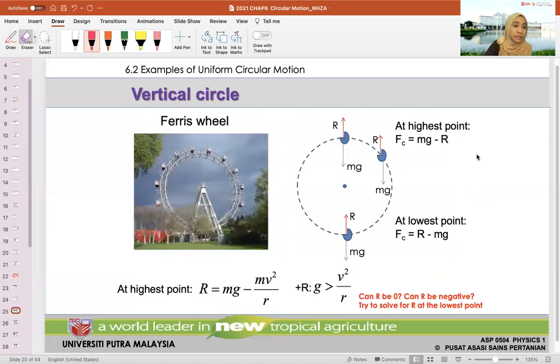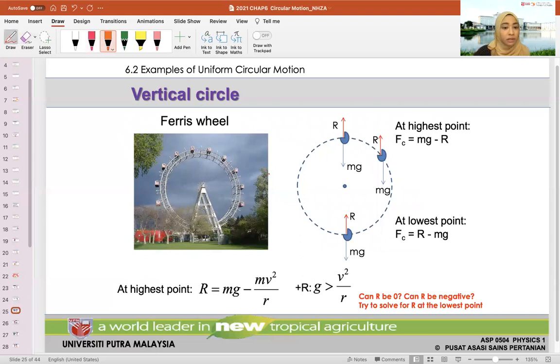Okay, moving on to vertical circle. Tadi kita cakap pasal horizontal. Semua horizontal. Aeroplane, pendulum, it was all horizontal. The car on the bank, horizontal circle. Now we're talking about vertical circle. Vertical circle ni I would say is a little bit tricky untuk cover, but that's okay, kita akan belajar.